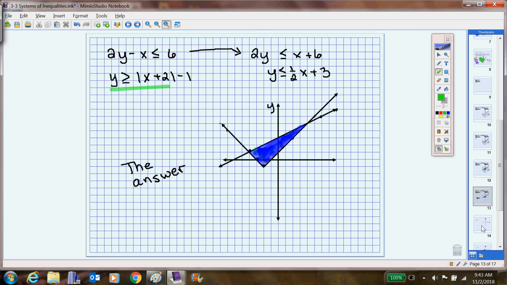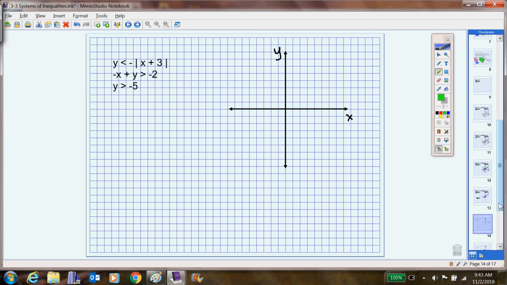And another one. The only thing that makes this harder is that there are 3 pieces instead of 2. So each one of these has its own thing. This one, can someone describe the shape? It's a V. And what's this negative tell us? Upside down. So it's an upside down V.